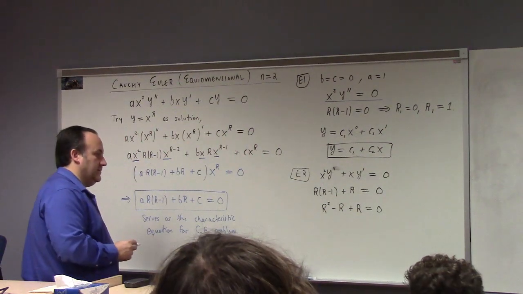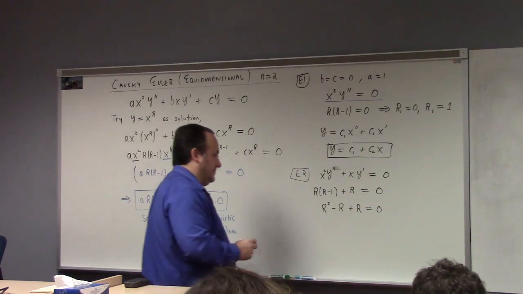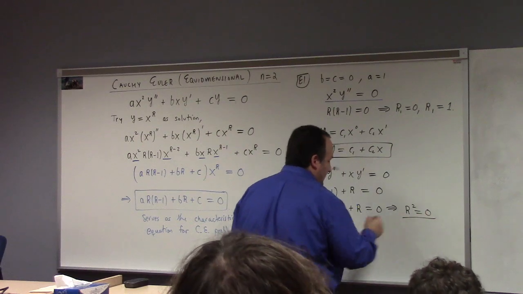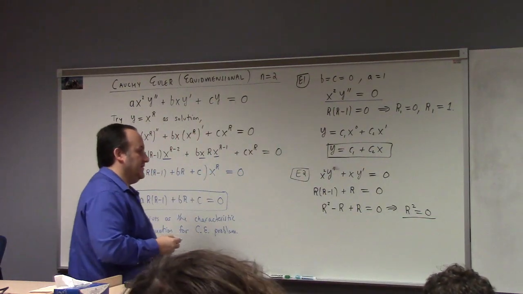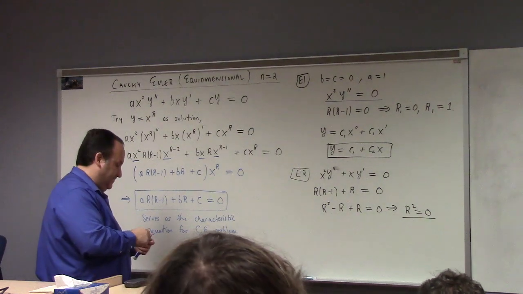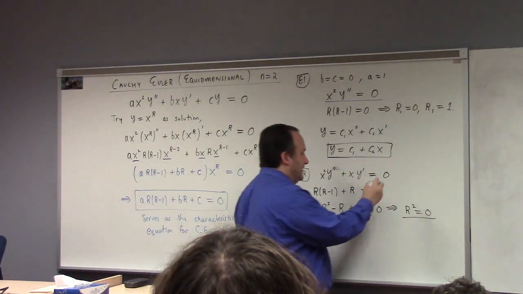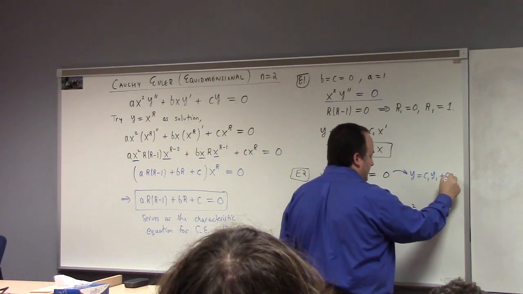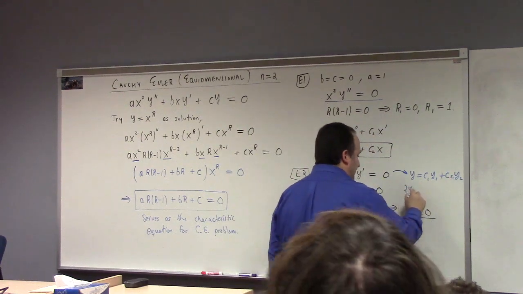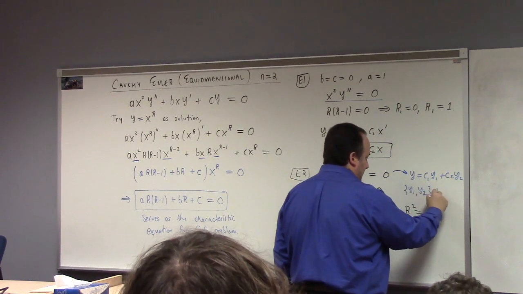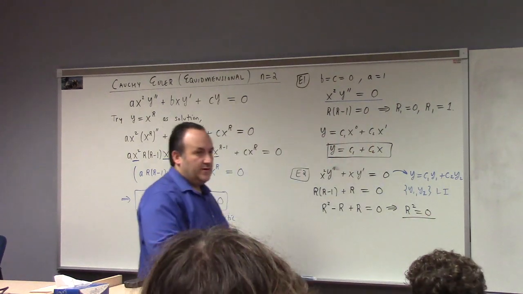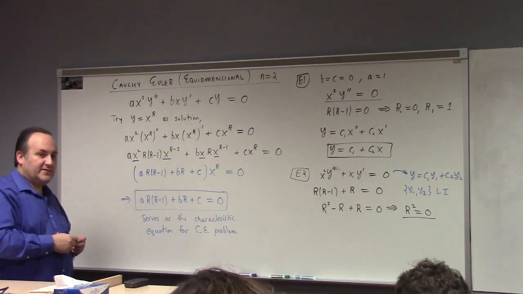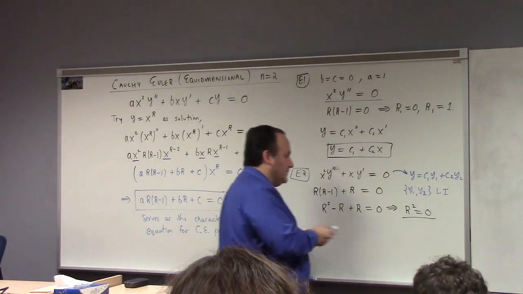Uh-oh. What do we got? We've got r squared equals 0. Right? This is a second order differential equation. How many solutions do I need? The general theory says that I'm looking for y equals c1 y1 plus c2 y2, where y1, y2 are linearly independent. We're looking for linearly independent fundamental solutions. With r squared equals 0, this gives me r equals 0. I only get one solution. What should I do?